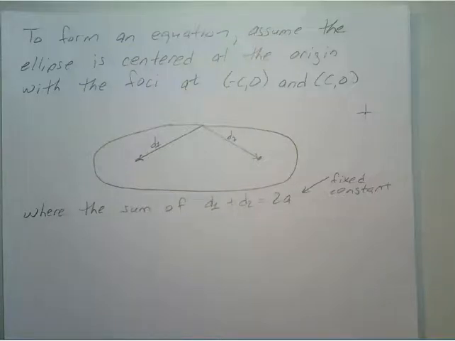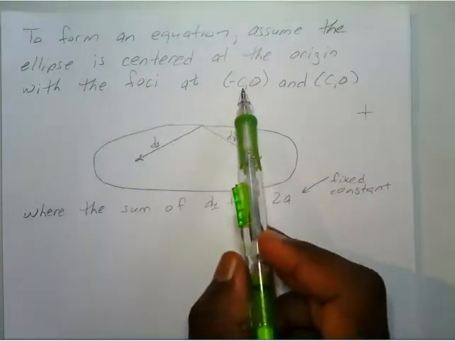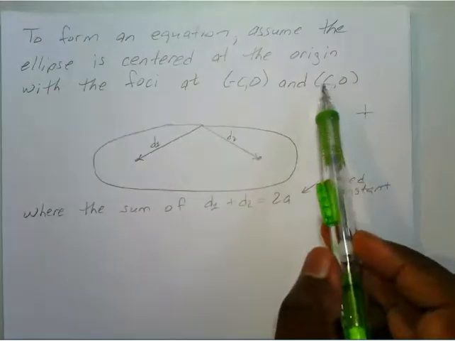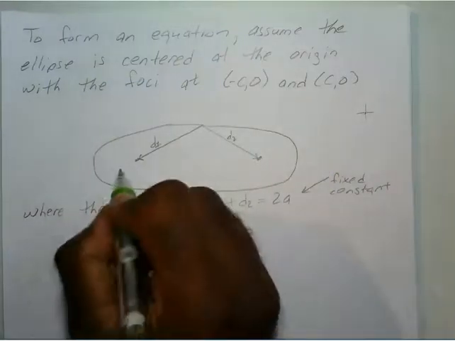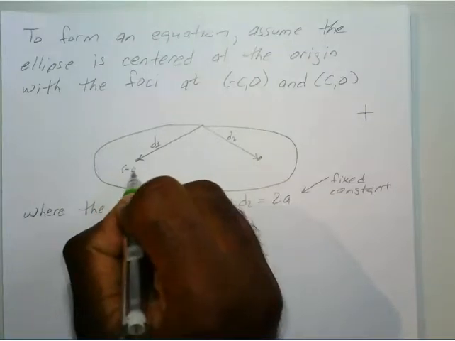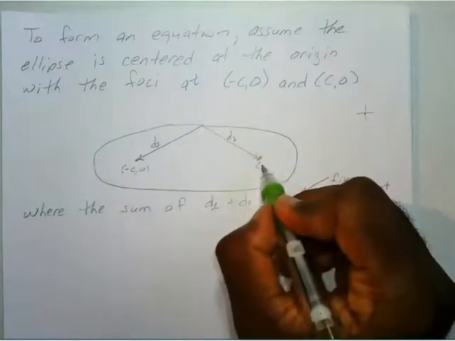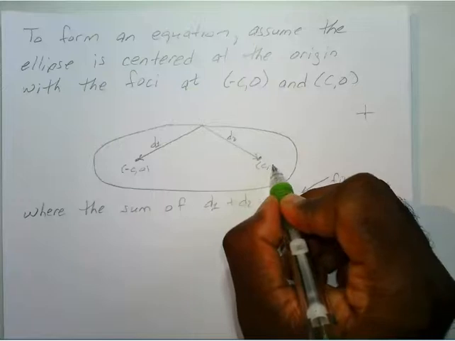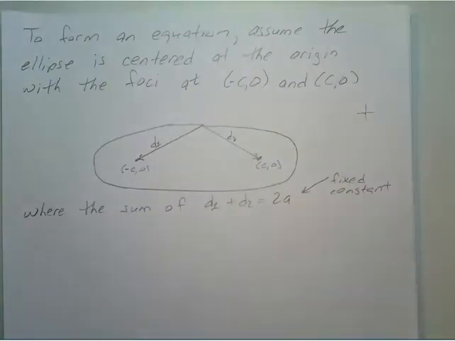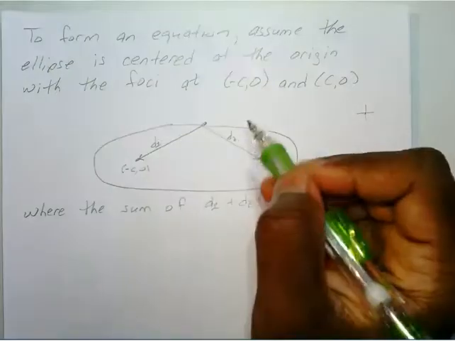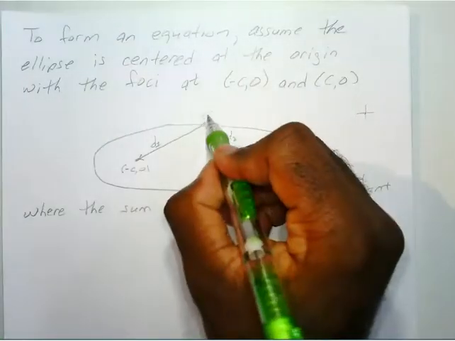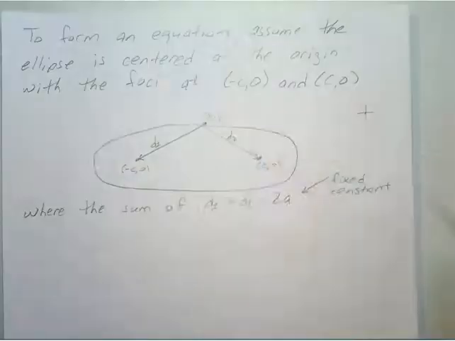That means the foci will be at negative c, 0 and c, 0. You can put any value in there you want. We just use c to represent a numerical value or point on the x-axis in this case. So this is the focus at negative c, 0, and this is the focus at c, 0. Let's say the point where we stop on the actual ellipse is x comma y.